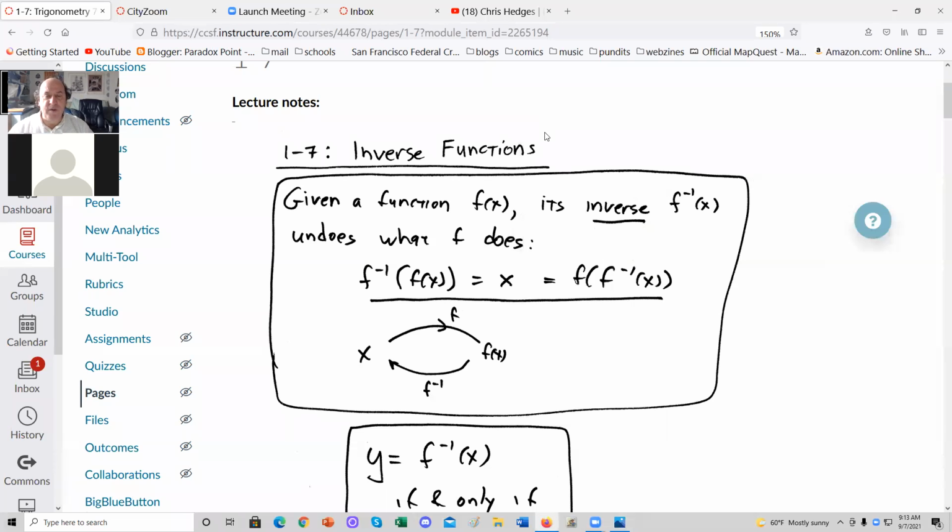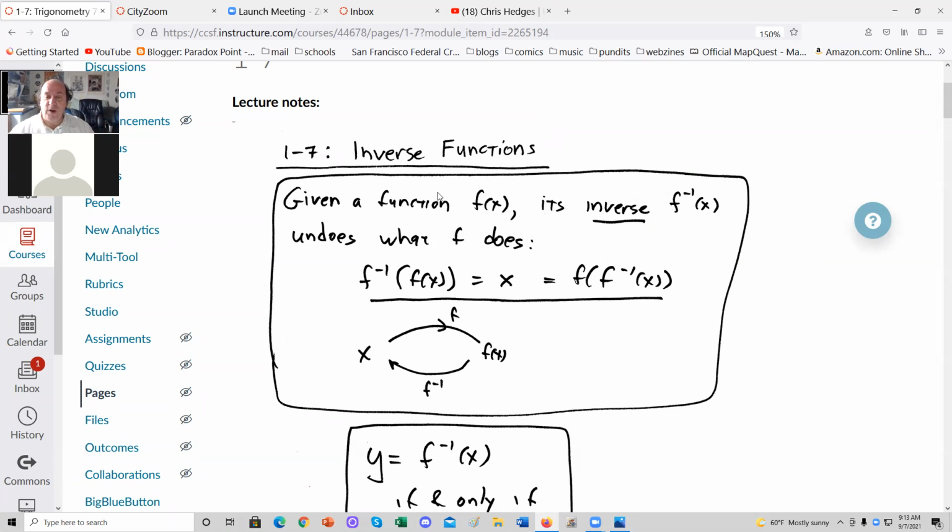All right, today we finish off chapter 1, which means that chapter 1's homework is, I'm expecting you to scan it and put it into the inbox next Tuesday. Okay, so this is about inverse functions.